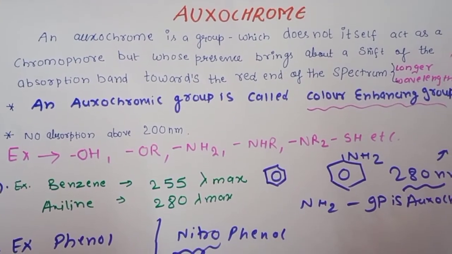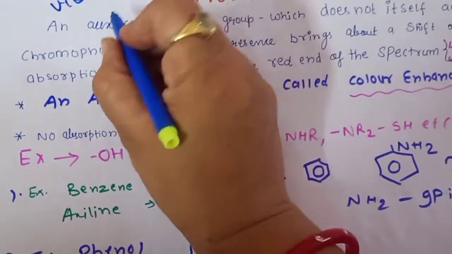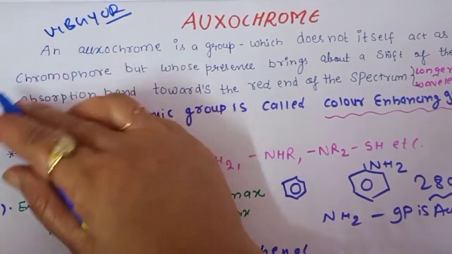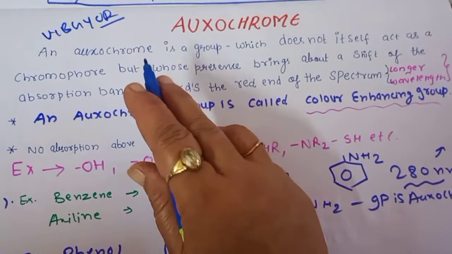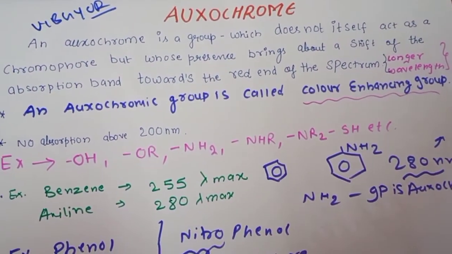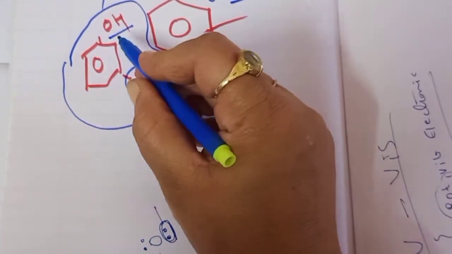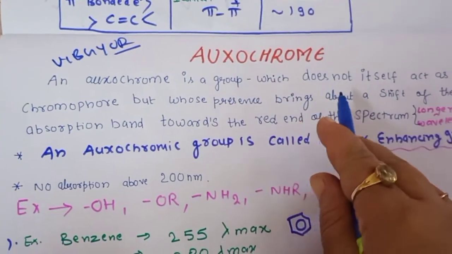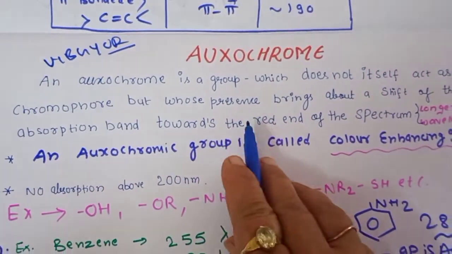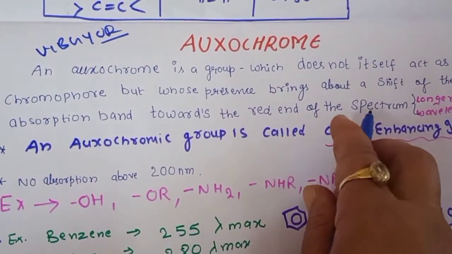As we know in VIBGYOR, when we say red it means higher wavelength, and when we say violet, it means lower wavelength. So what is written here: when an auxochrome group is attached, it alone cannot show color, as I explained with the example of nitrophenol. Phenol itself cannot show any color, but when one group is introduced, it becomes colored. So this is a group which does not itself act as a chromophore, but whose presence shifts the absorption band towards the higher end, means towards longer wavelength.